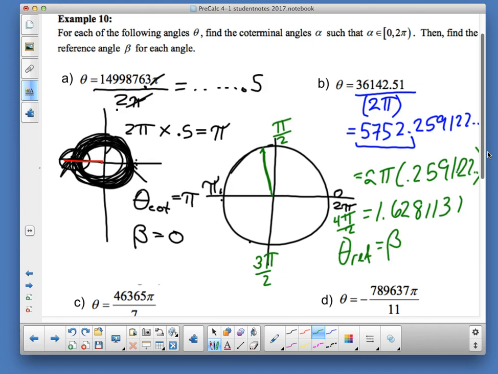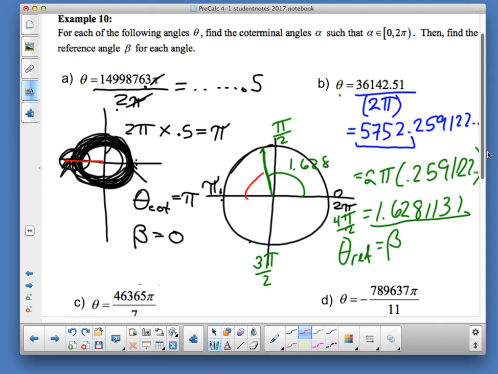So beta is the same as theta reference in this case, because theta was our original angle. Theta coterminal is this, the coterminal angle with theta. The reference angle that is made, this is 1.628. But now I'm worried about this reference angle.